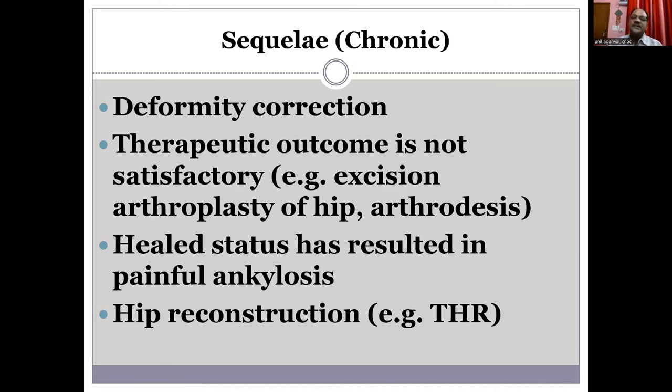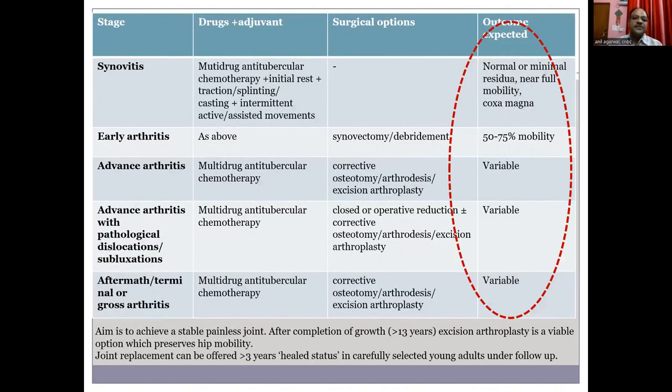Later, surgery has a role in deformity correction and providing a mobile joint, if that is possible, or a stable joint. As you can see, as we go down the ladder, the expected outcome and the range of mobility which is expected, we can only predict the range of motion till the early arthritis stage. After that, it is very difficult to predict what the outcome will be.